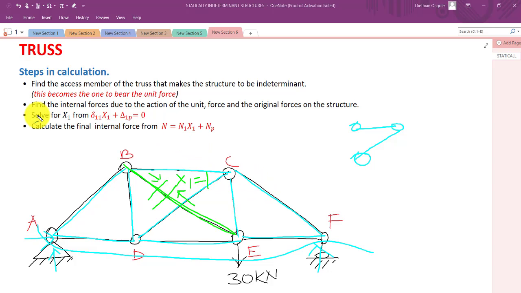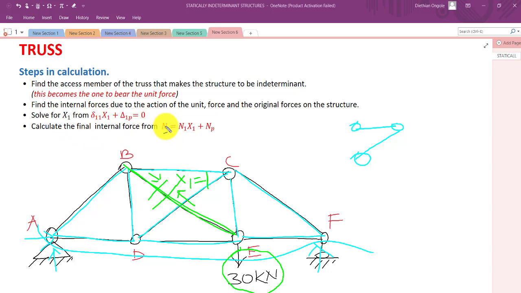So we look at our next step after that is done. Next, we find the internal forces due to the action of this unit force alone. And after finding the internal forces on the structure due to the unit force, we also find the internal forces due to the action of the load on the system alone. Then we solve for x1 from the equation delta 11 x1 plus delta 1P is equal to 0.